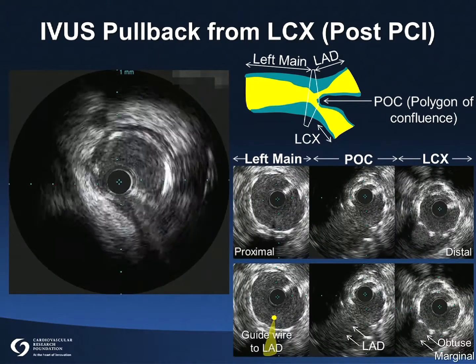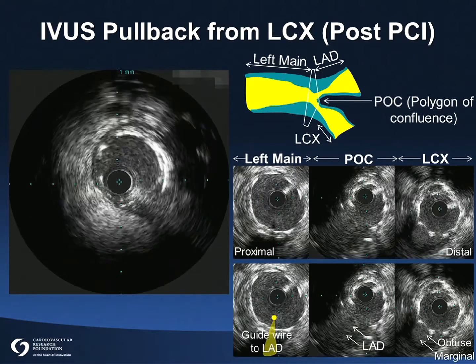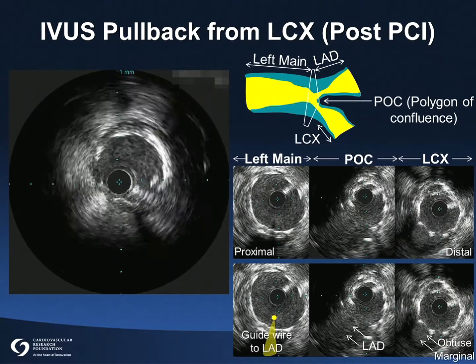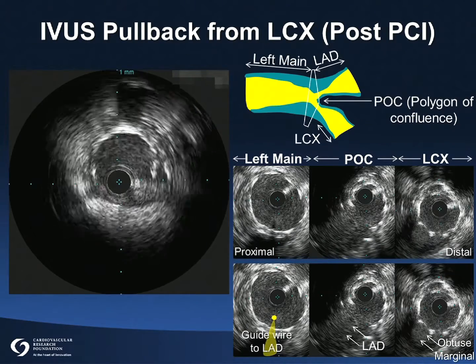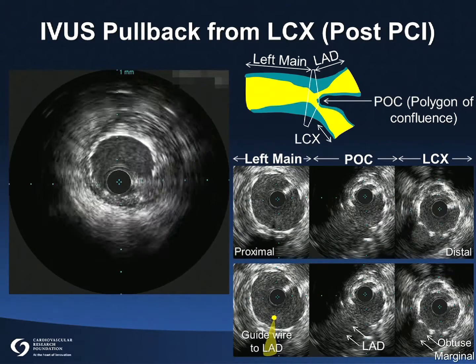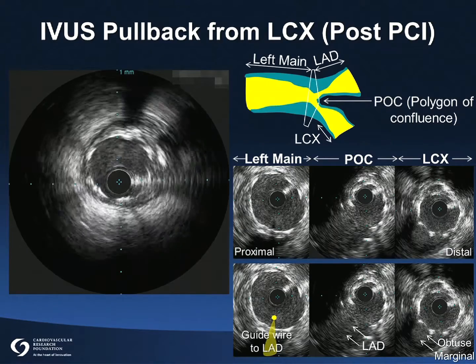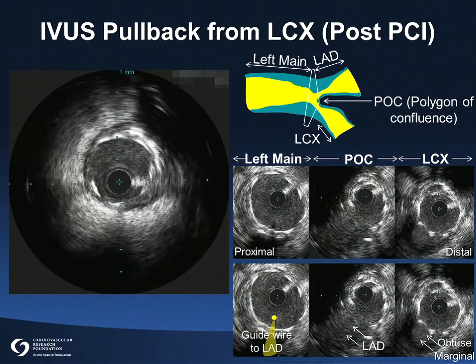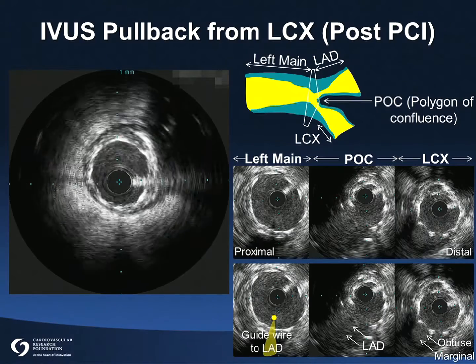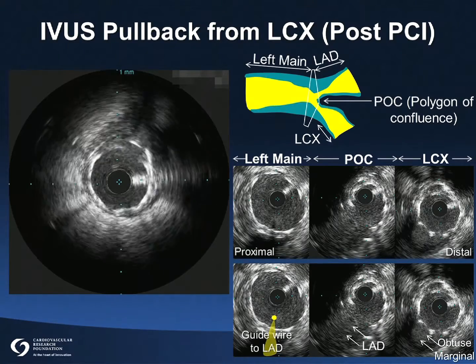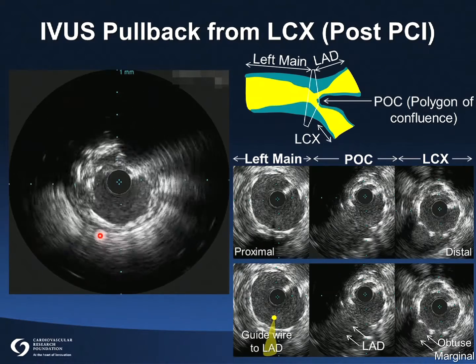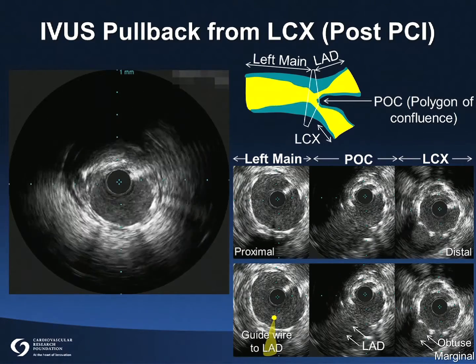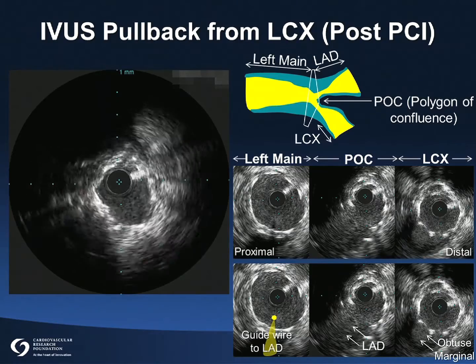This is the IVUS pullback from the left circumflex to the left main. The stent is well expanded and elliptical in shape only at the ostium of the LCX. During the left circumflex pullback, two branches appear at 7 o'clock. First, an obtuse marginal, and next the LAD. Note the guide wire in the LAD.